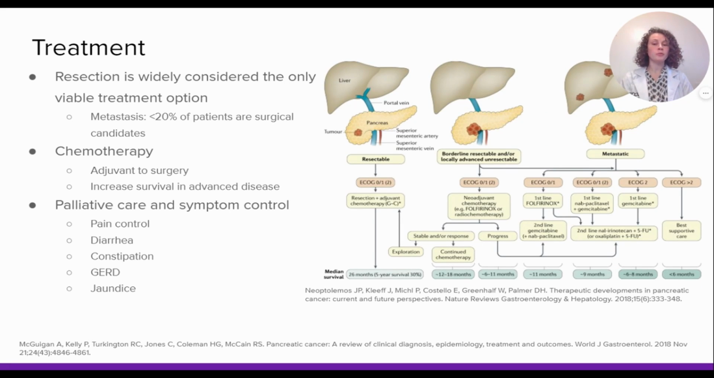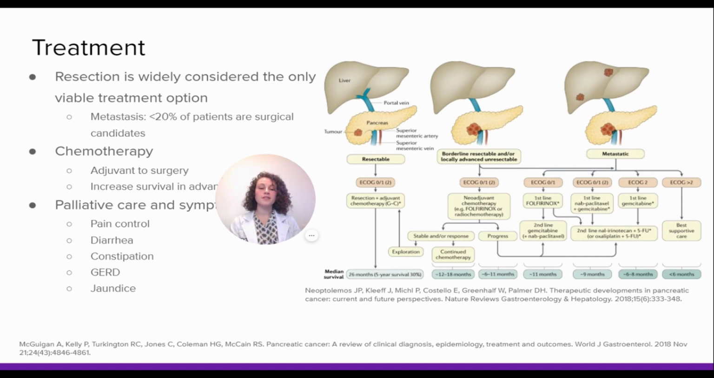Resection, or surgical removal of the tumor, is widely considered the only viable treatment option for pancreatic cancer. However, due to the nature of the advanced disease, fewer than 20% of patients are surgical candidates. Chemotherapy is used as an adjuvant to surgery and can increase the survival time in advanced disease, but it is not curative. The mainstay of treatment for pancreatic cancer is palliative care and symptom control. These patients experience a number of unpleasant symptoms, including pain, diarrhea, constipation, GERD, and jaundice.